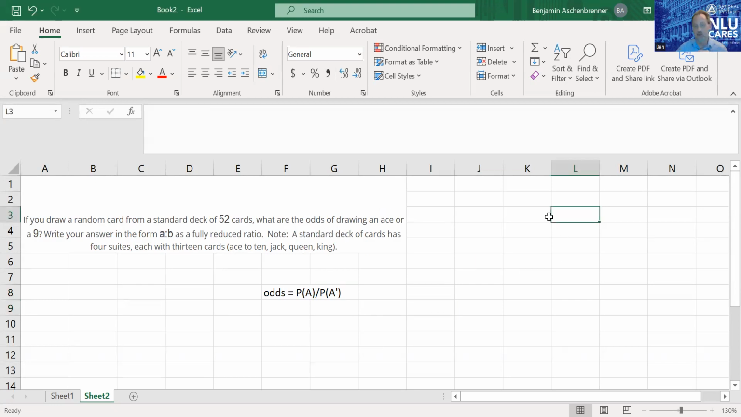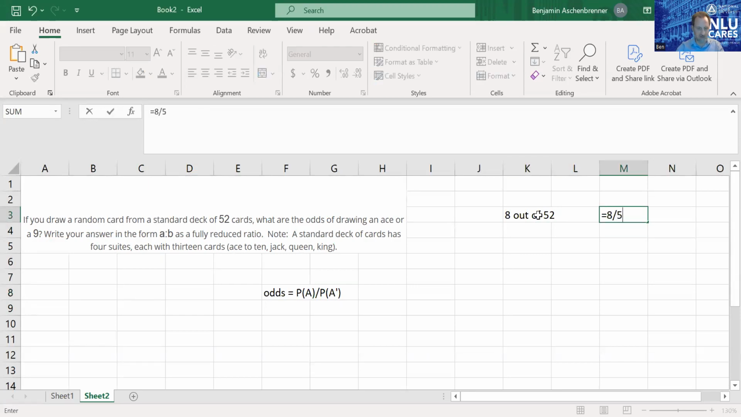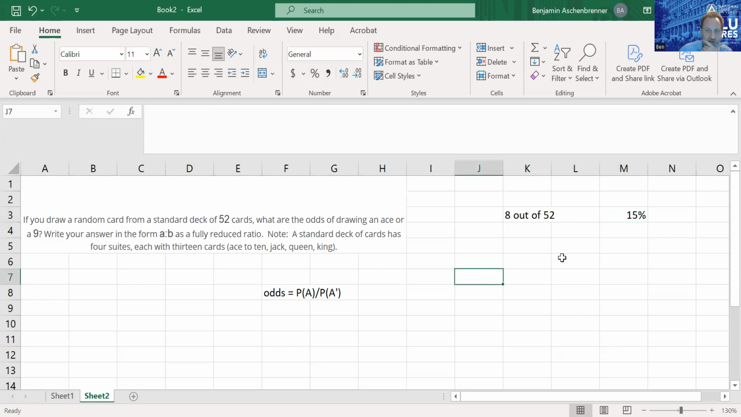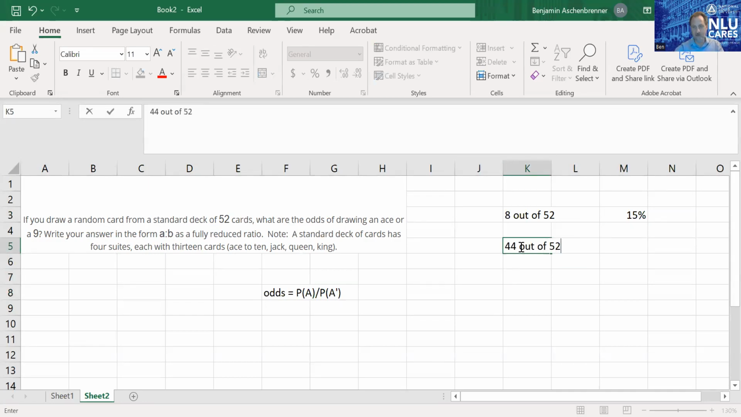Odds of drawing an ace or a 9. Okay, an ace or a 9 should be 8 out of 52 cards. I'm going to write it out like that. Of course, we could make it a percentage, 8 out of 52. This is what we've been doing. And then the probability of it not happening is 44 out of 52. And that would be this probability, which we call the complement. And so the odds is basically the ratio of this to this.